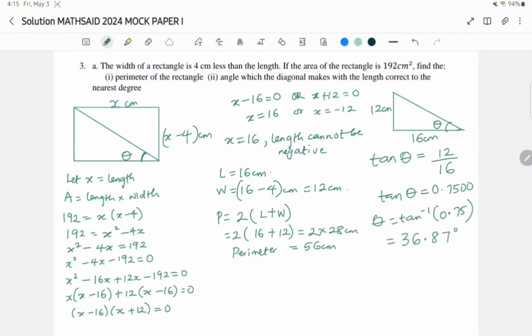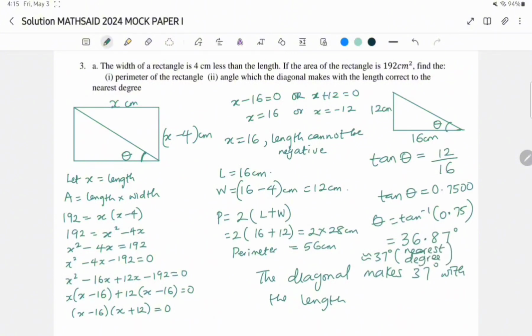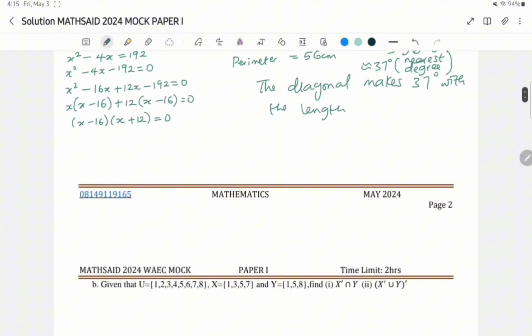Now, we have to find that angle correct to the nearest degree. That means the diagonal makes 37 degrees with the length. So we can just write approximately 37 degrees to the nearest degree. So that's the solution to question 3A.